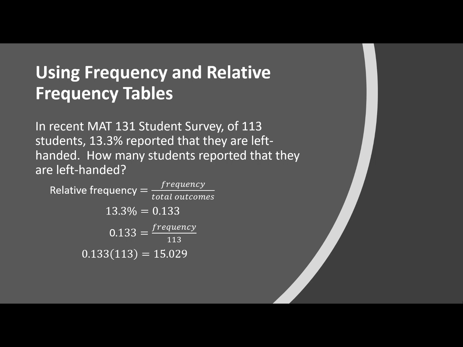And this gives us 15.029. Now because we are talking about the frequency, this will need to be a whole number. We can't have a fractional part of a student. So of course we round this to the nearest whole number, and that gives us 15 students. So 15 students out of the 113 are left-handed. Now we can always double check this. If we take 15 and we divide it by the total 113, we should get something very, very close to 13.3%.